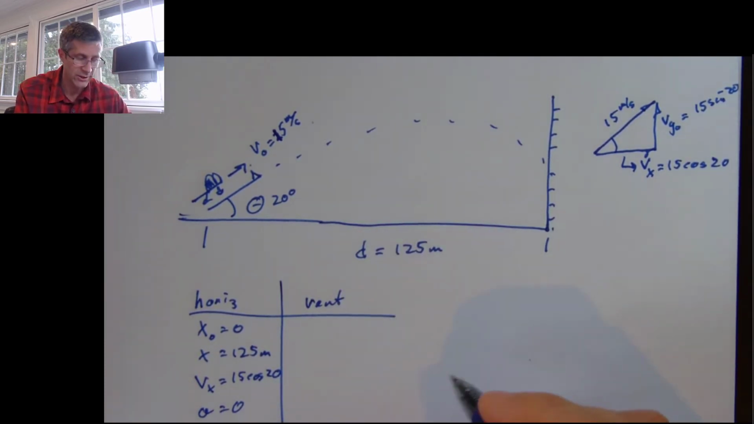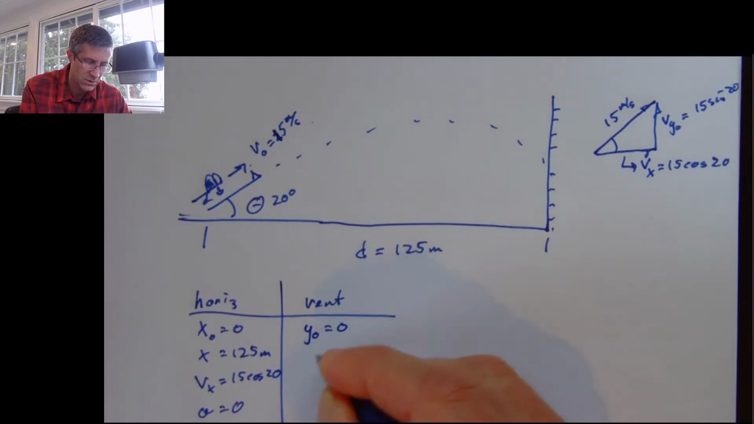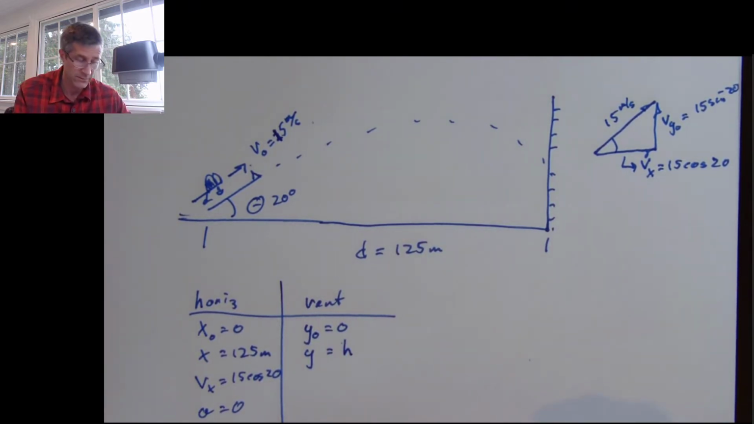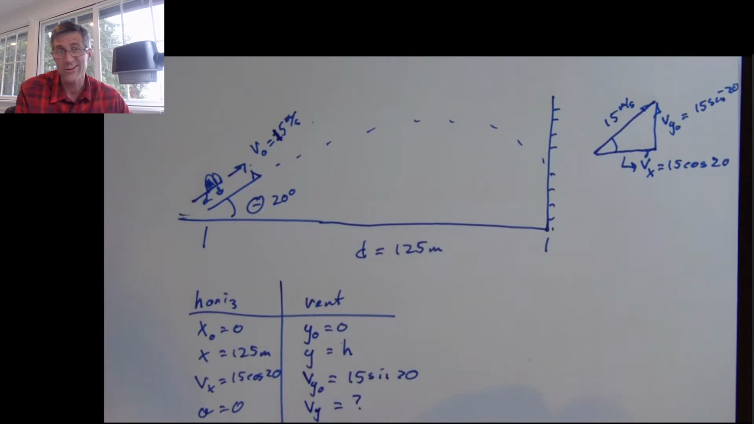In my vertical direction, what's happening? I'm going to call this y. Now, from a vertical direction, starting out is 0. The y final is what I really want to find. So this is going to be the height that it hits on the wall. That's what I'm after. So my initial velocity in the y direction is going to be 15 sine 20. My ending velocity in the y direction, I don't know it. I don't have to know.